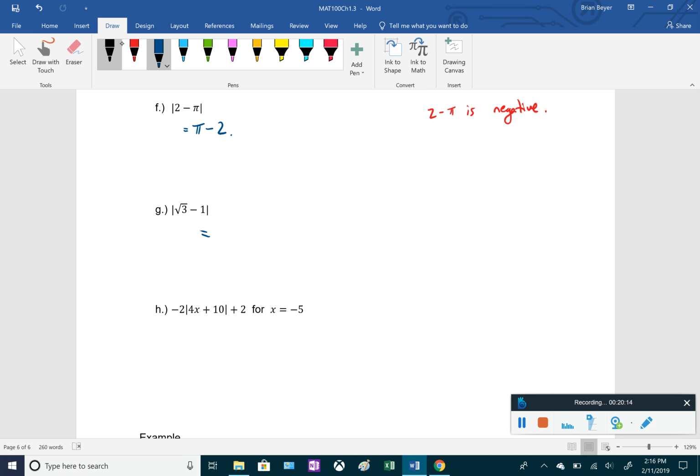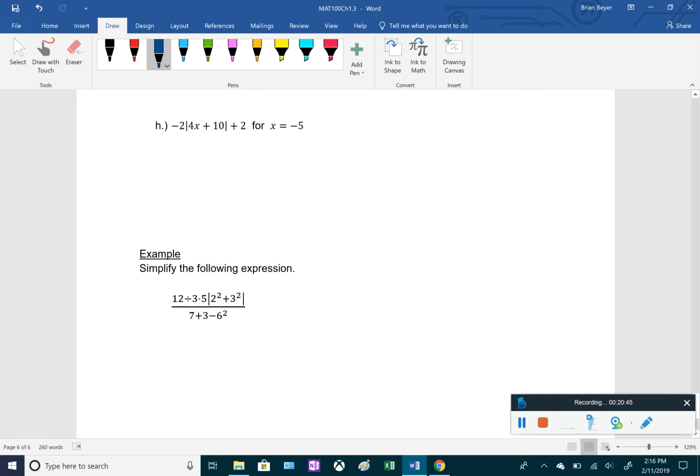Next one, we have the absolute value of radical 3 minus 1. Radical 3 is going to be 1 point something. That's going to be positive, because something greater than 1 minus 1 will give us a positive answer. So all we have to do here is drop the absolute value bars, and that's it. So this will equal radical 3 minus 1, whatever that happens to be.